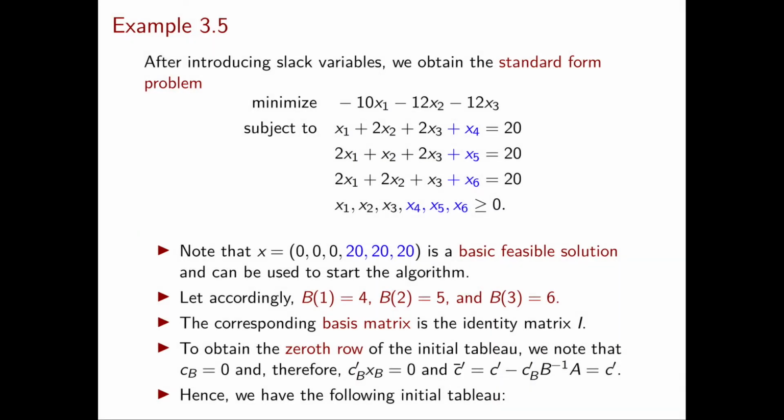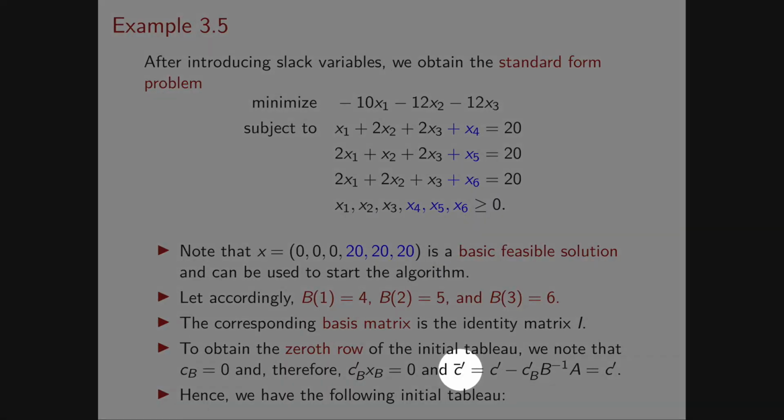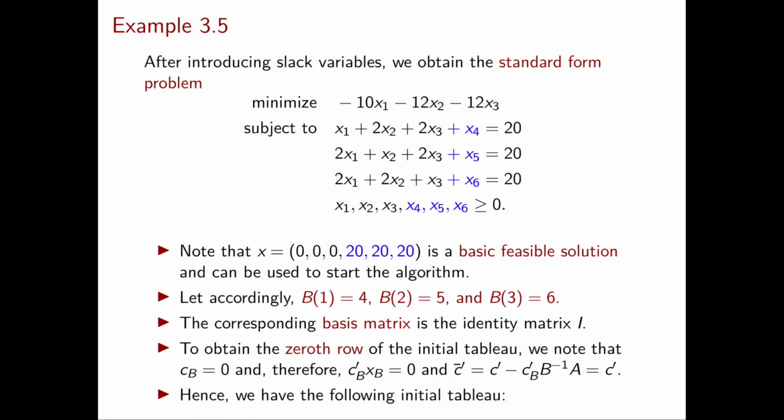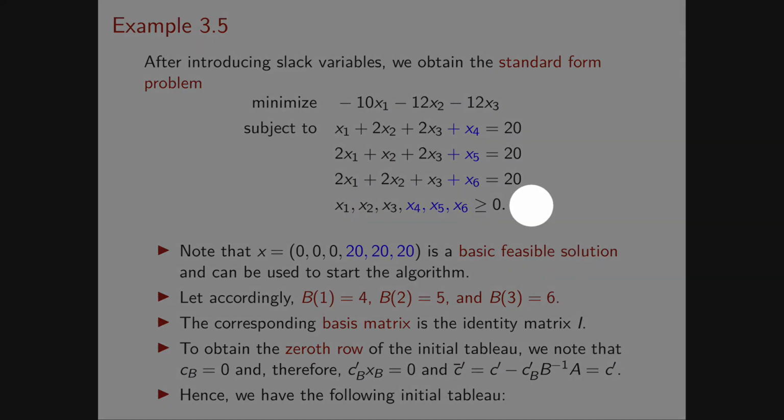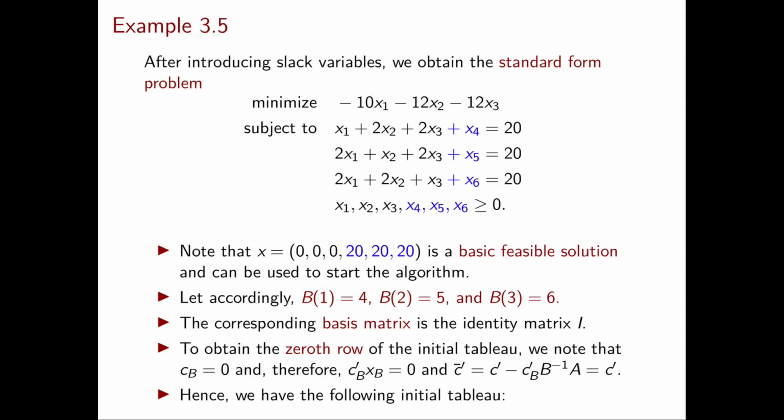The formula for the reduced costs is c-bar transpose equal to c transpose minus C_B transpose B inverse A. Once again, C_B is 0, so this is simply c transpose. So also in the 0th row, we can just copy-paste the coefficients of the objective function. We are now ready to fill in the initial tableau.